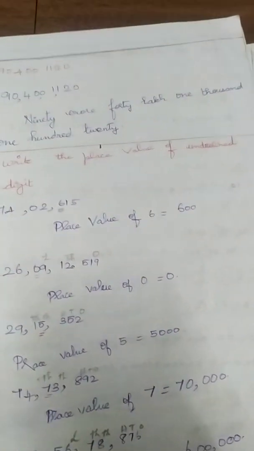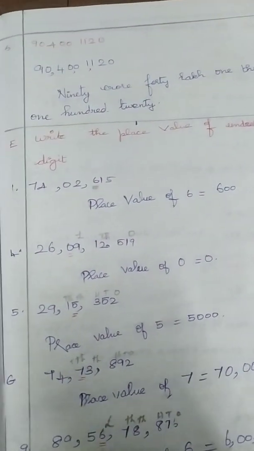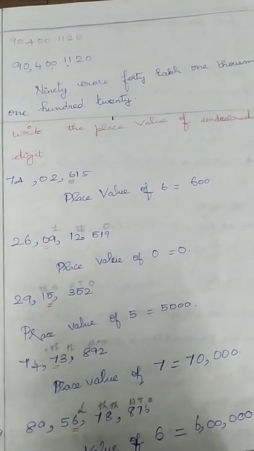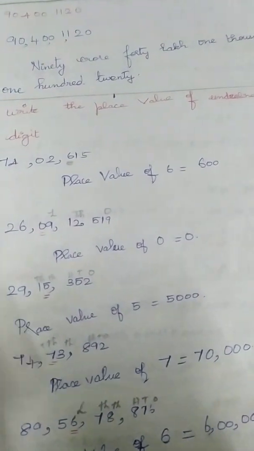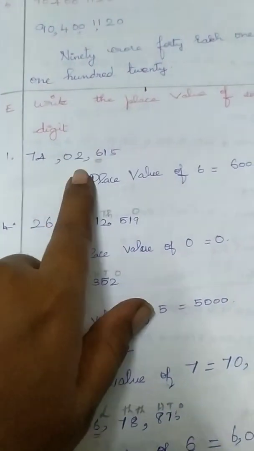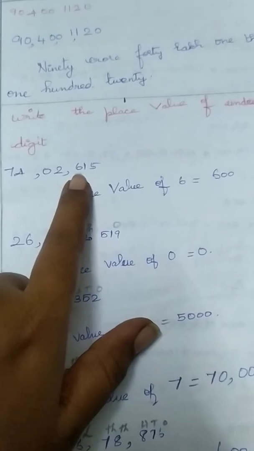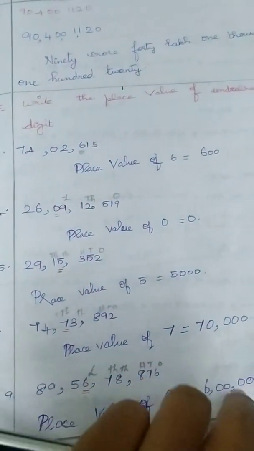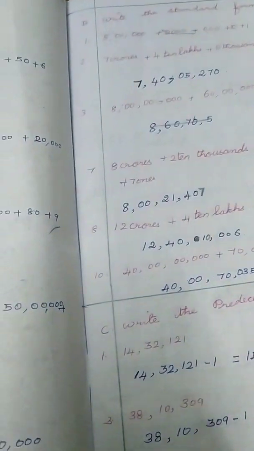And your next question is write the place value of underlined digit. For a particular digit, they are asking what its number value. If you look at here, the whole number name is 74,02,615. Here the underlined number is 6. The place value of 6 is 600. So this is the next question model.